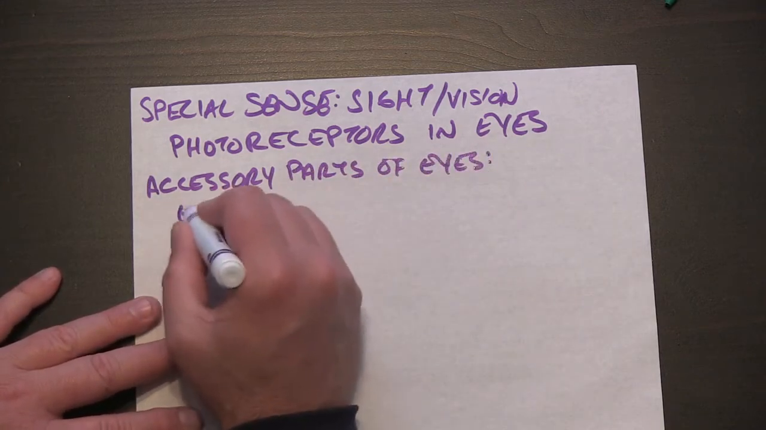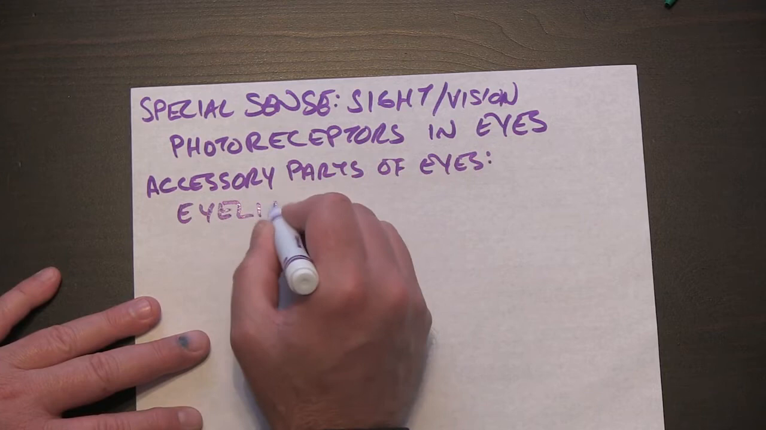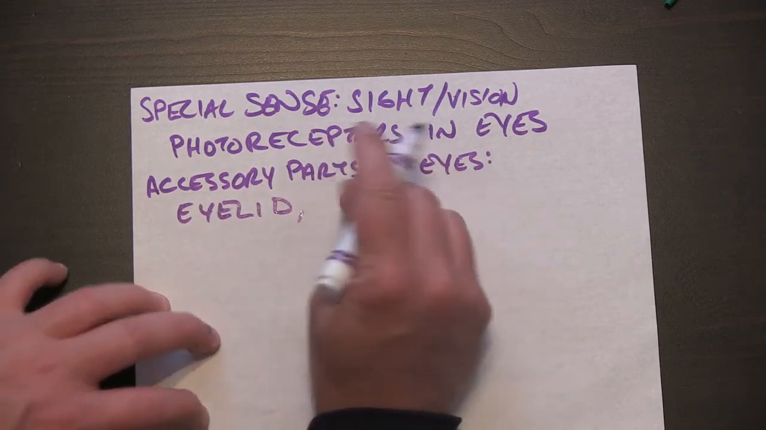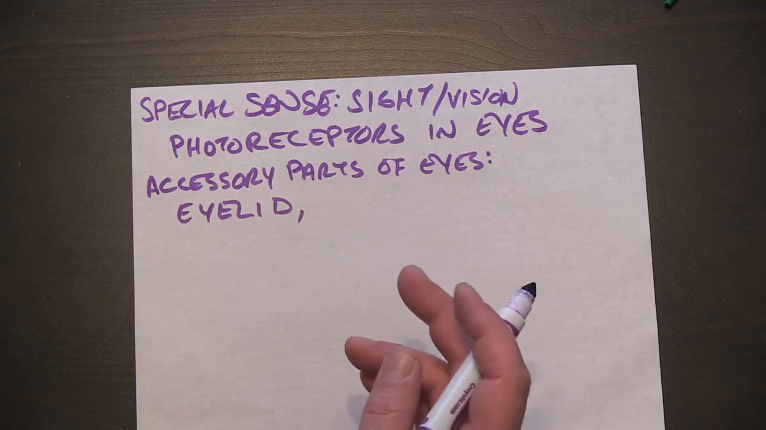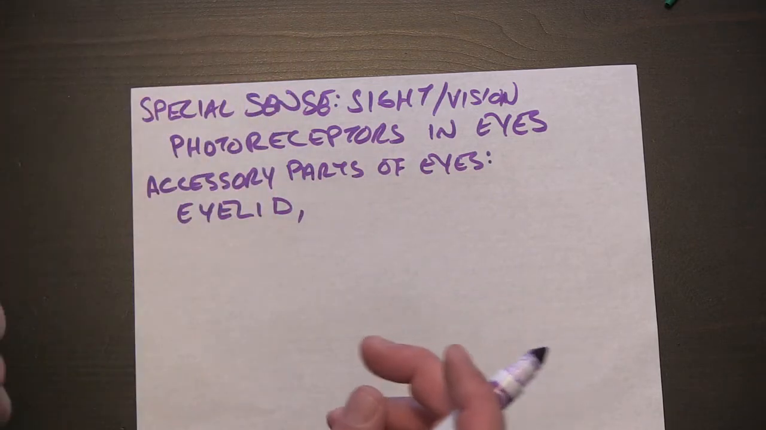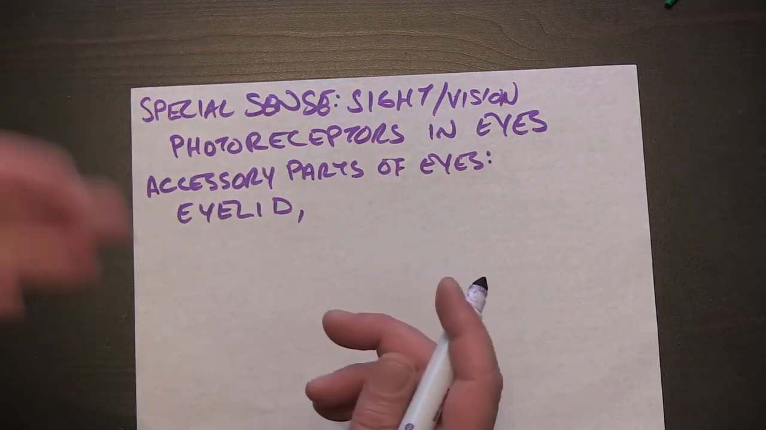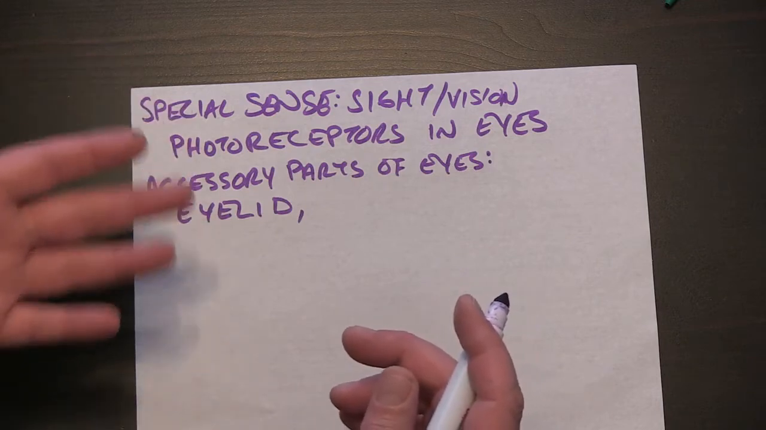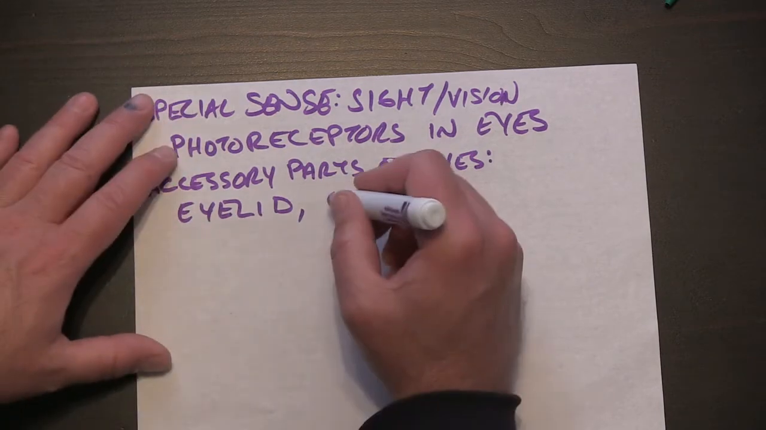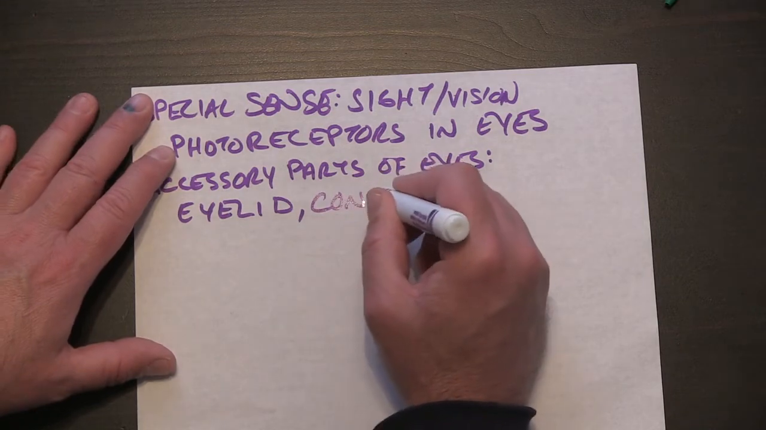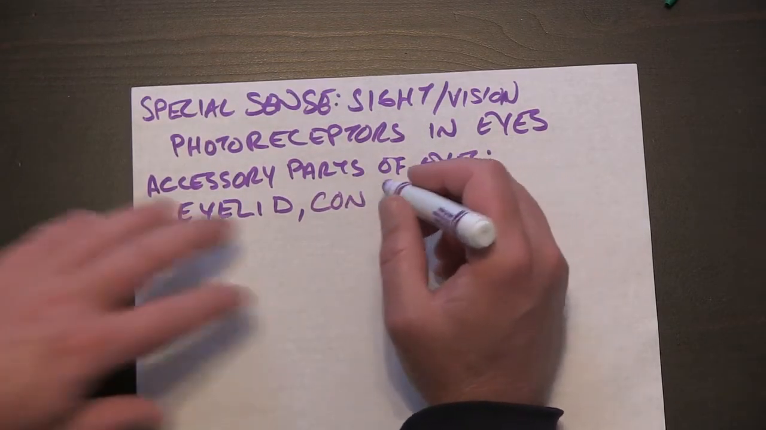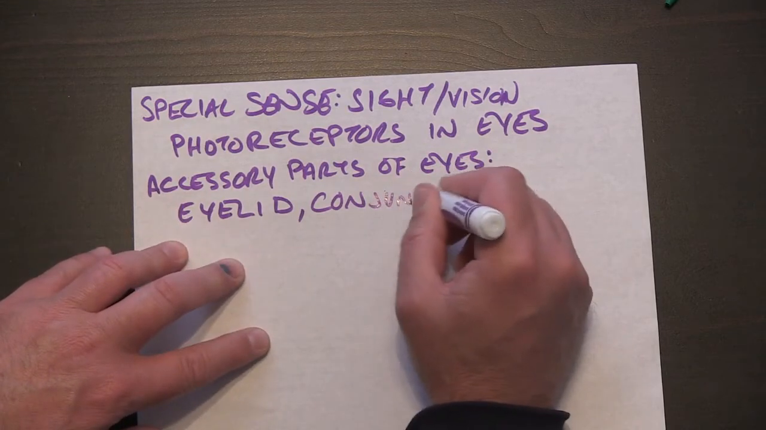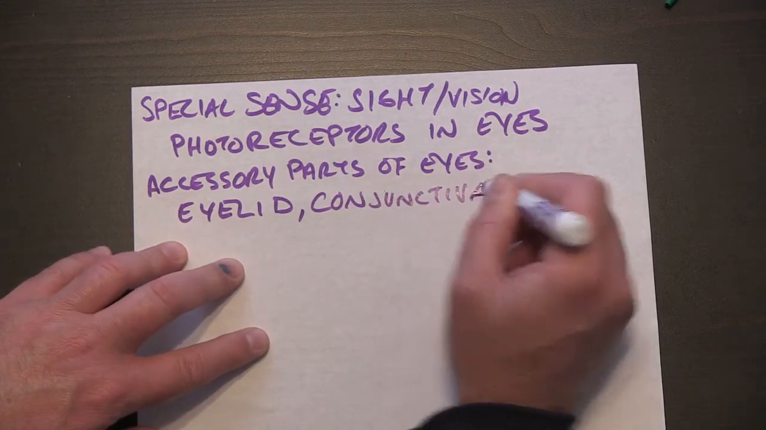These include the eyelid, which hopefully needs no explaining. And I used to know kids who could do this in elementary school. They could take their eyelid and bend it back and it would stay. That raw other side of the eyelid is known as the conjunctiva.